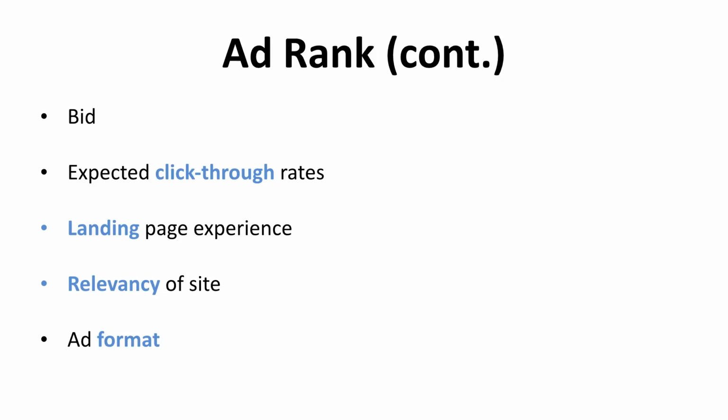First, the expected click-through rates is determined by Google based on their prediction on how many clicks they expect to send to your site. Google always makes decisions based on the feedbacks from their users. You can't really control this, but you can increase this by choosing the right keyword.